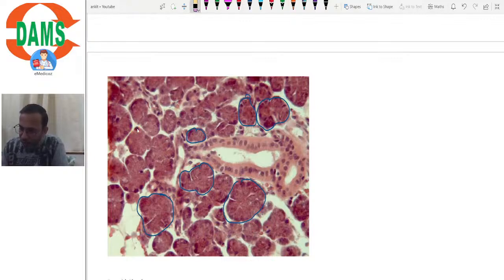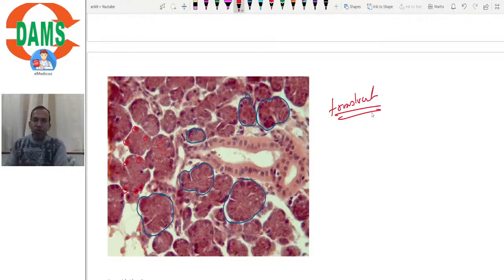क्या दिख रहा है हमें? Round nuclei दिख रहा है हमें, right? The nuclei is round. So this is secretory. This is some sort of secretory tissue. The nuclei is round and the cell, it appears to be granular, isn't it? The cell appears to be granular. It does not appear translucent, right? ठीक है, तो translucent तो नहीं है ये. It appears opaque. It appears granular. So cytoplasm appears granular.